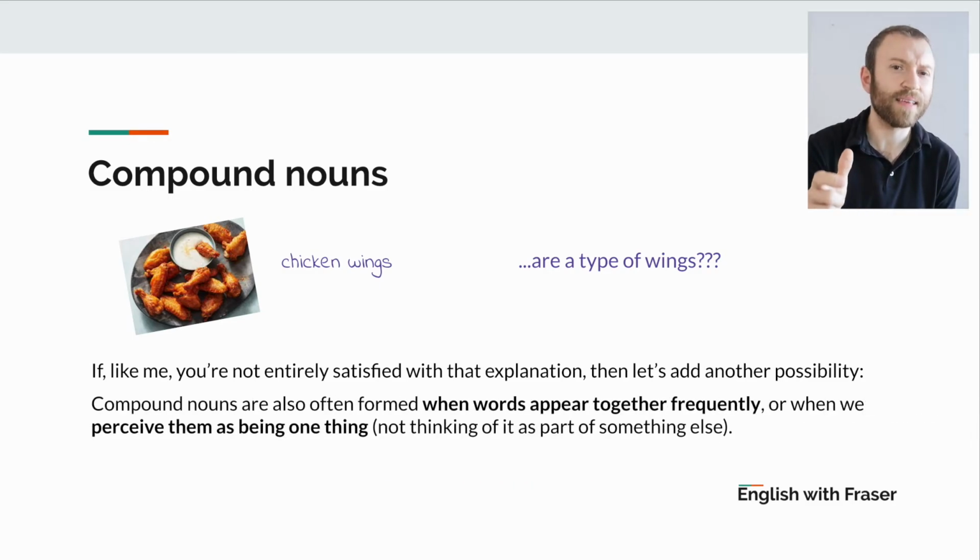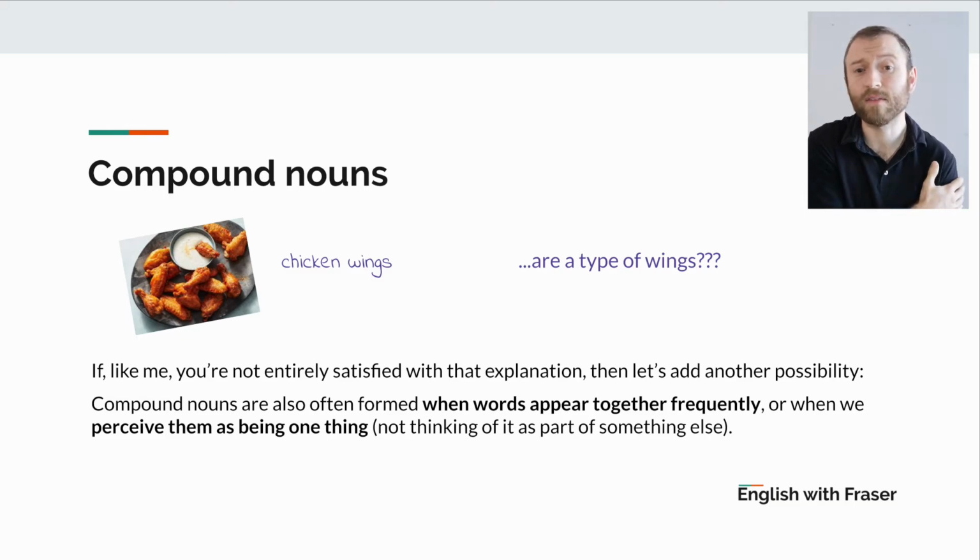I would add this extra explanation, this extra sentence, that compound nouns are also often formed when words appear together frequently, or when we perceive them as being one thing and not as a part of something else. What I mean by that is that a chicken's wings, we're talking about a part of the anatomy of a chicken in the same way as we talk about a person's arm, the boy's head, or whatever. When we think of chicken wings as a food item, we kind of perceive it a little bit differently. We're thinking of it as one single item and not really a part of the animal in the same way.